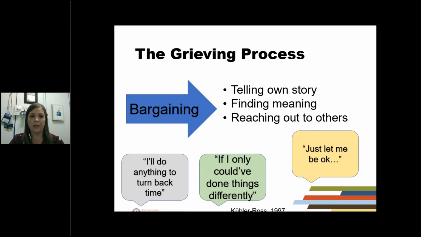The bargaining stage includes diverse reactions from people, in which they tell their own story. They try to find meaning in what just happened. And there's a lot of reaching out to other people: family members, friends, coworkers, or the usual support system. In this stage, it is typical to hear people trying to bargain. For example, I'll do anything to turn time back. If I only could have done things differently, or just let me be okay, because it's an overwhelming process.